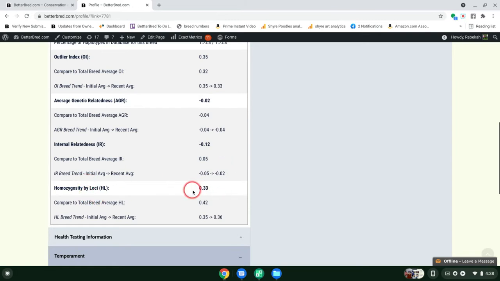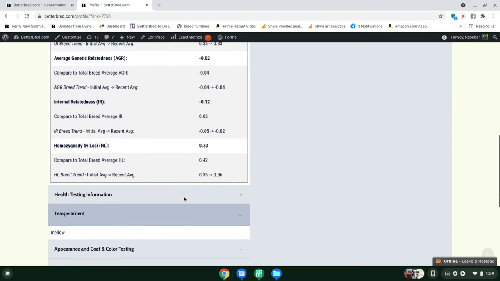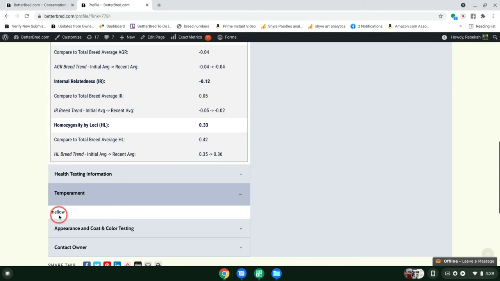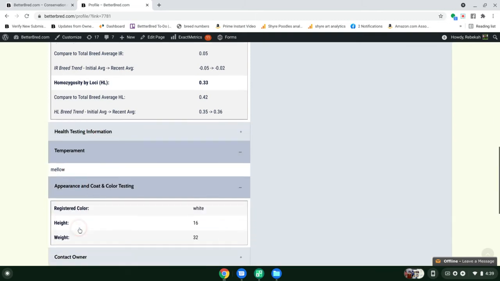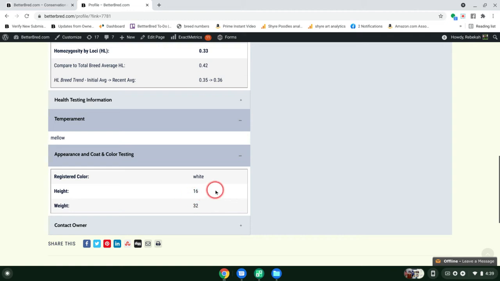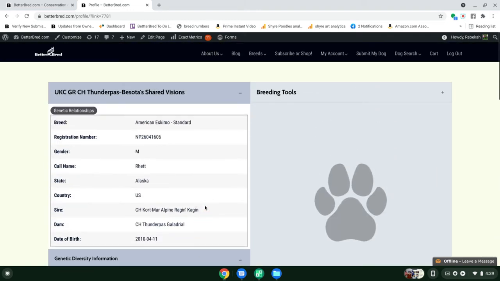And homozygosity by loci, this is another inbreeding estimate. 0.3 is pretty average for all purebred dogs. But you can see the rest of the breed is much more inbred. So you can see he's mellow here. No health testing information's been added yet. He's white, height 16, 32 pounds. And if you would add a picture, it would show there.